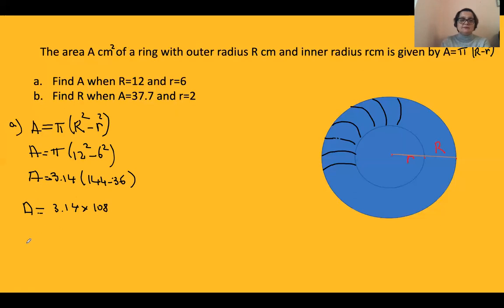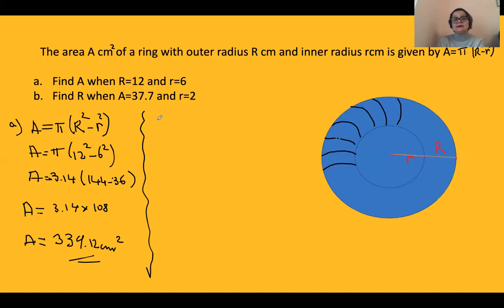And so multiplying them together, now the area is going to be 3.14 times 108. The answer is going to be 339.12, and the measuring unit is going to be centimeters squared. We have to pay attention to the measuring units as well, because it could be millimeters, it could be meters, so it depends.